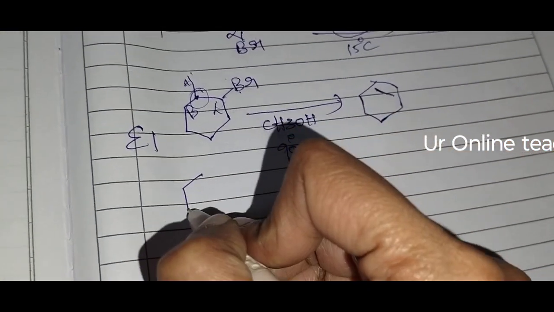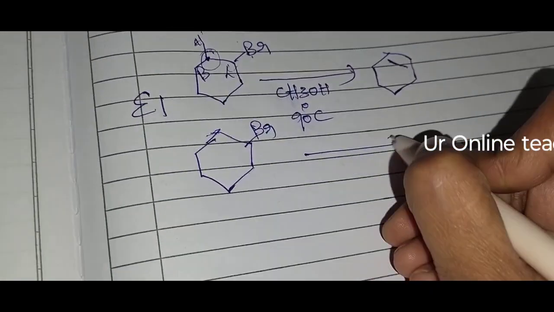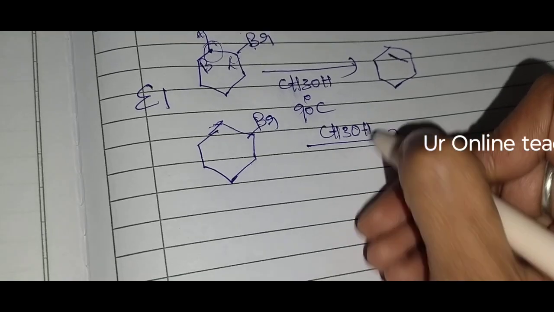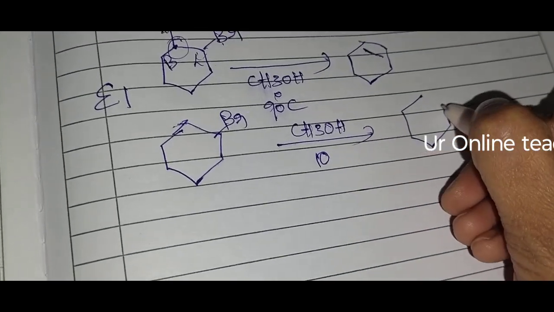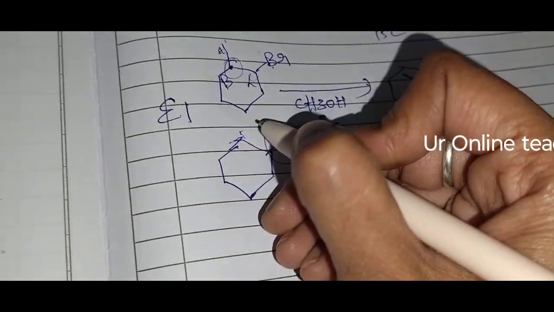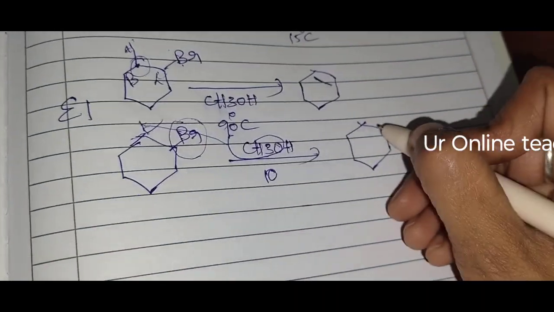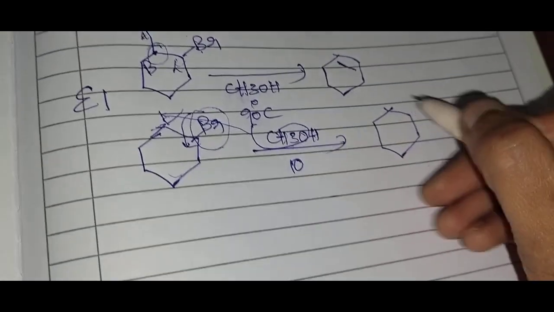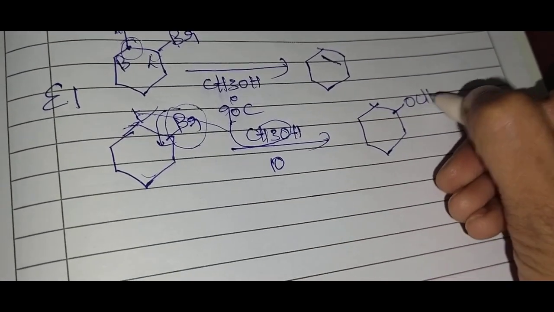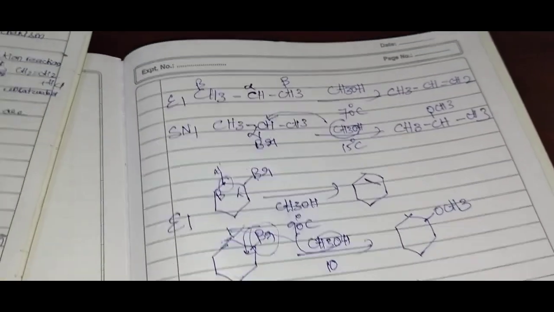When they give the same compound with a lower temperature, like CH3OH at 10 degrees, what will we get? Br is removed from the alpha carbon atom, and CH3O will be attached there. So we will get OCH3 at the alpha carbon atom only, with no double bond. So it is SN1. Like this we can differentiate between E1 and SN1 reactions.